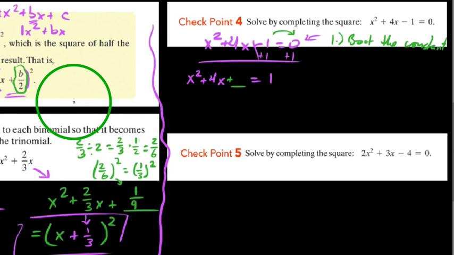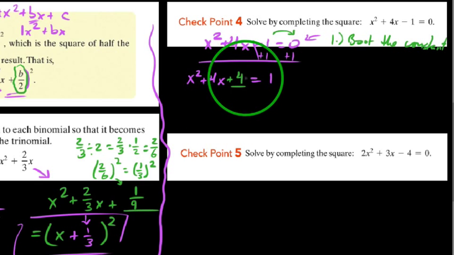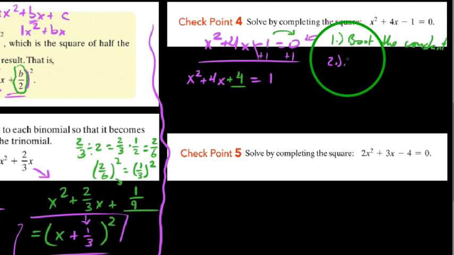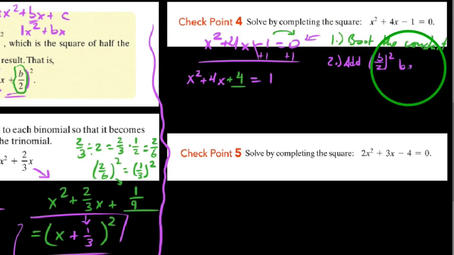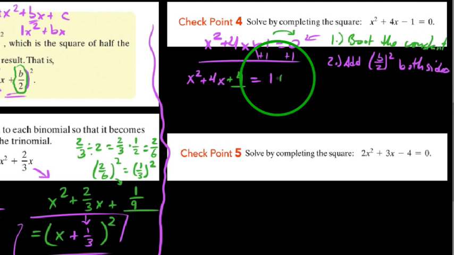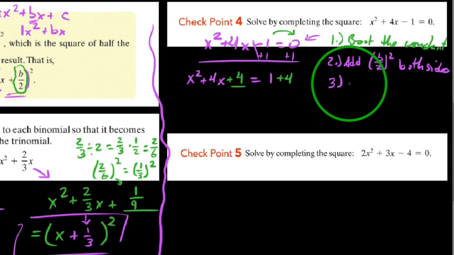Well, knowing what we know about perfect square trinomials, it's going to be equal to half of our b term squared. So half of a positive 4 is a positive 2. Positive 2 squared is a 4. So now we say add this, b over 2 squared, to both sides. Thing is, when you add something to the left side of the equation here, we're still responsible for adding it to the right. And so now this third step is going to be this.